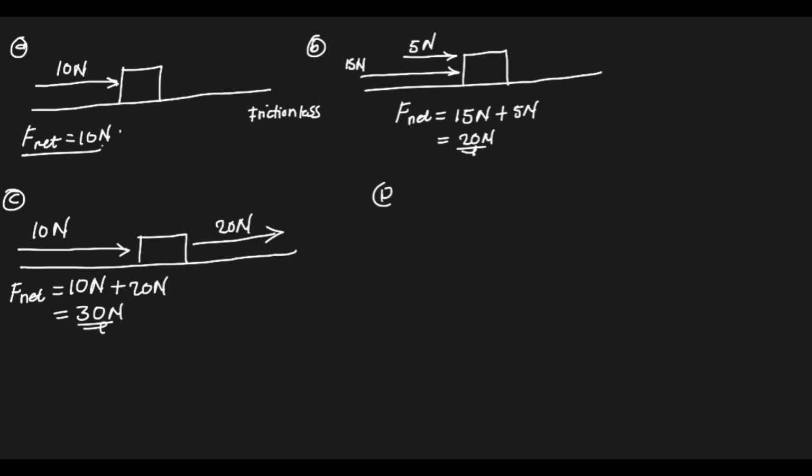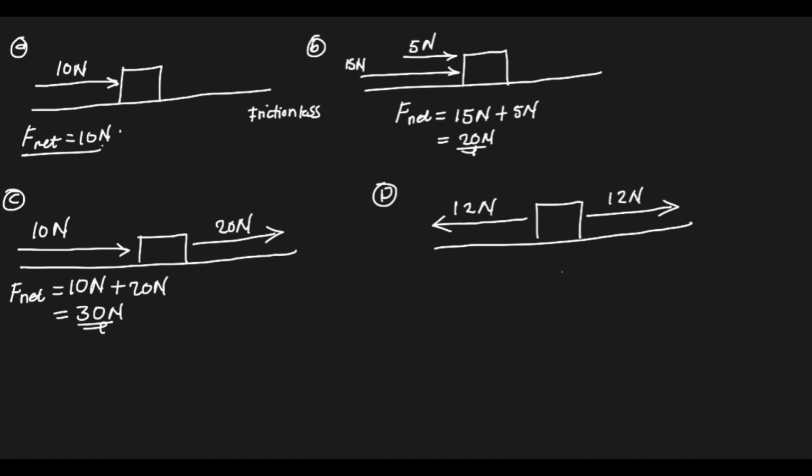Okay, now let's say this time we have two arrows pointing in different directions. If this arrow has the value of 12 newtons, and this one also has the value of 12 newtons, what happens if we have two forces acting in opposite directions, and those two forces have the same magnitude? In this case, we are going to find the net force by subtracting.